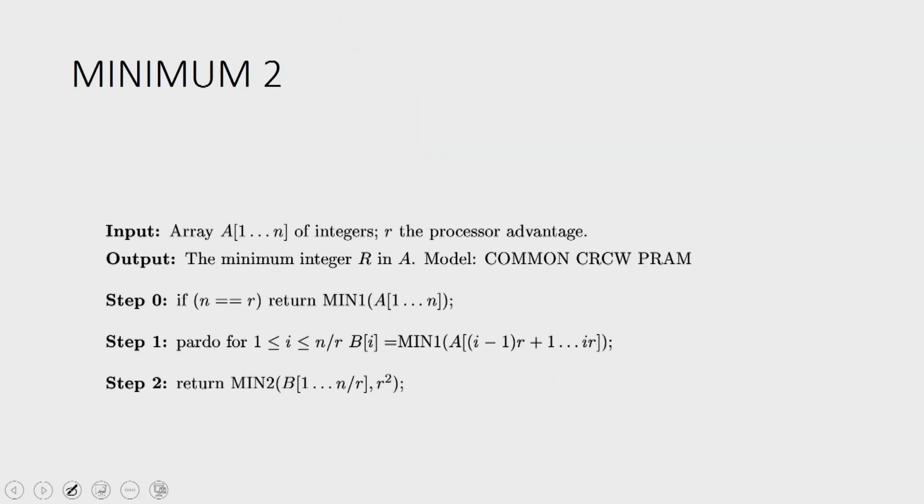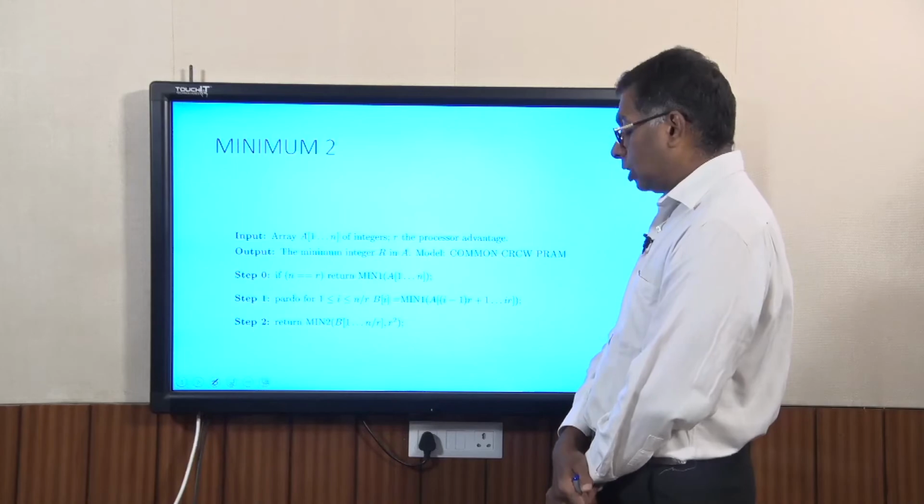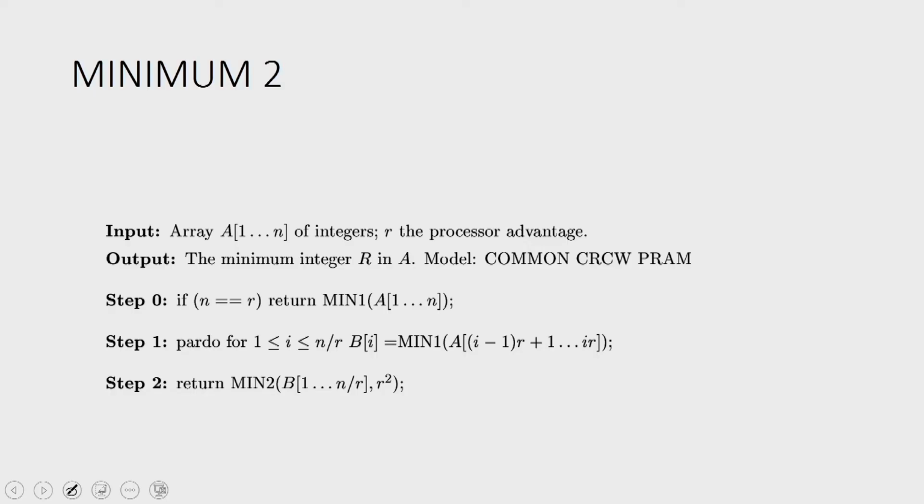So, now let us see how the algorithm proceeds. If n equal to r, that is the processor advantage is identical to the size of the problem, we invoke the previous algorithm which runs in order one time. Otherwise, we divide the array into segments of size r. So, there are n by r segments. For each segment in parallel, we invoke the previous algorithm using r squared processors. Then we invoke min2 recursively using this reduced array. The new array is given in B and it has n by r elements. On these n by r elements, we would invoke min2 recursively using a processor advantage of r squared.